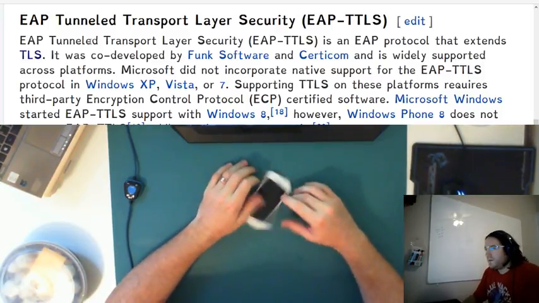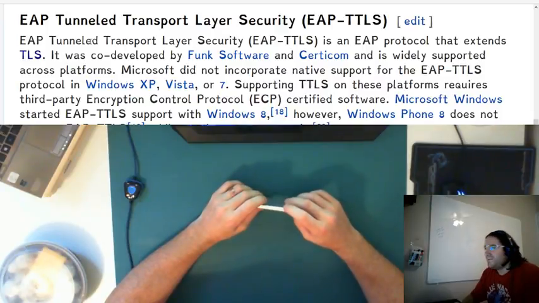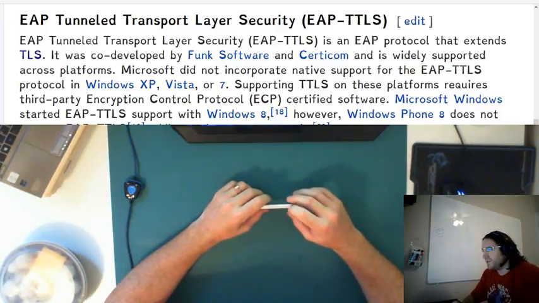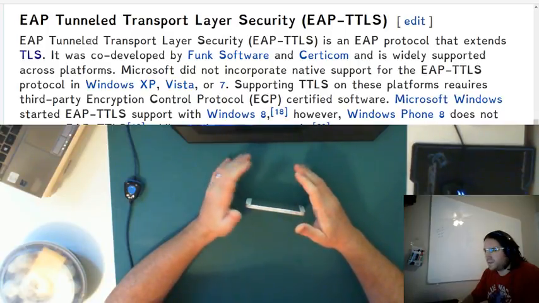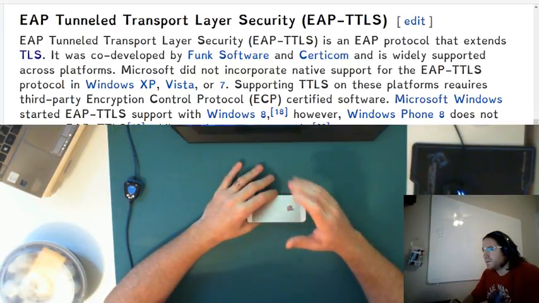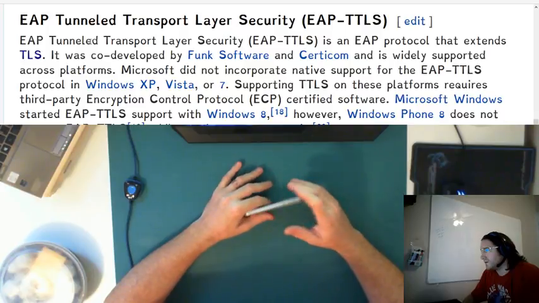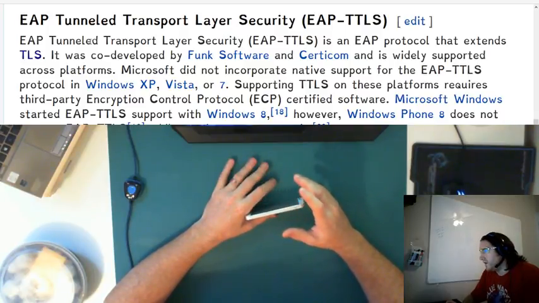EAP Tunneled Transport Layer Security, EAP TTLS, is an EAP protocol that extends TLS. It was co-developed by Funk Software and Certicom and is widely supported across platforms.